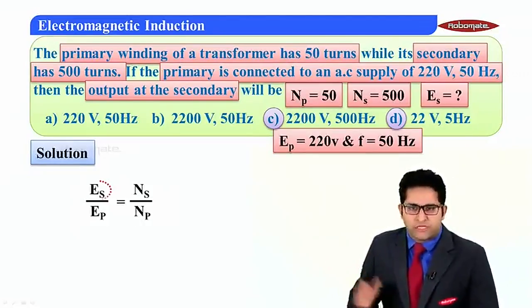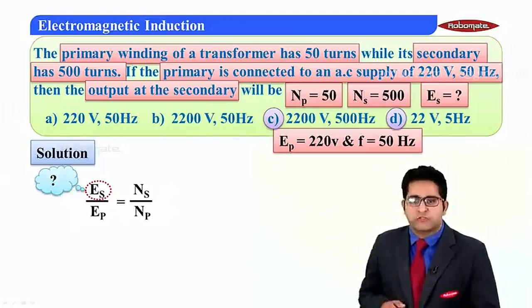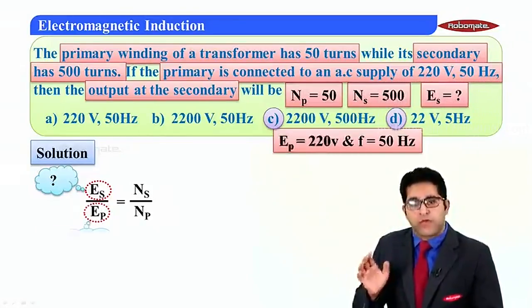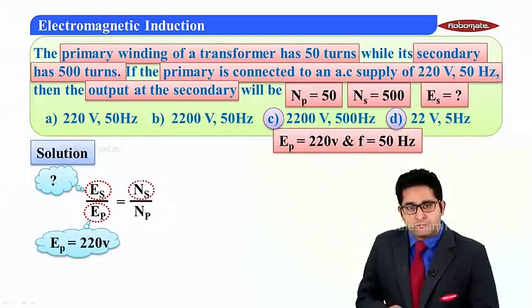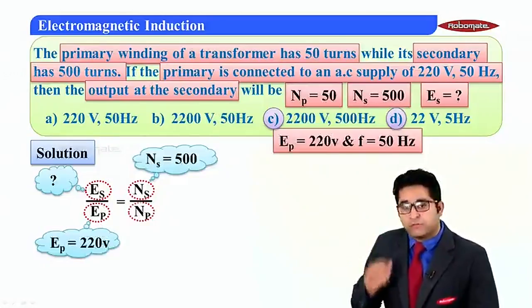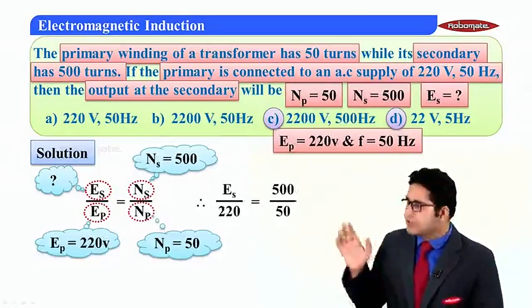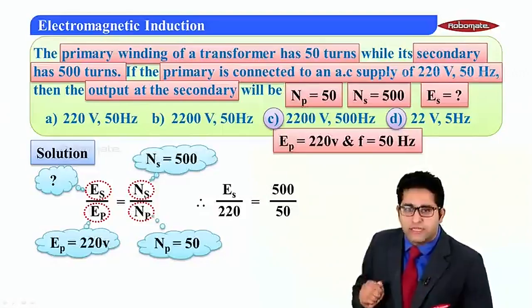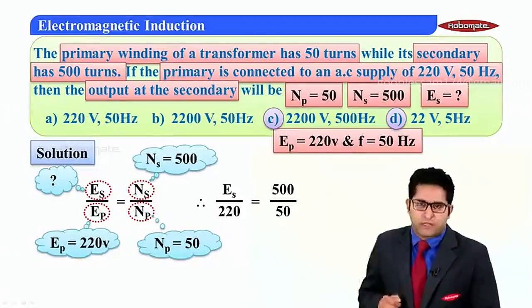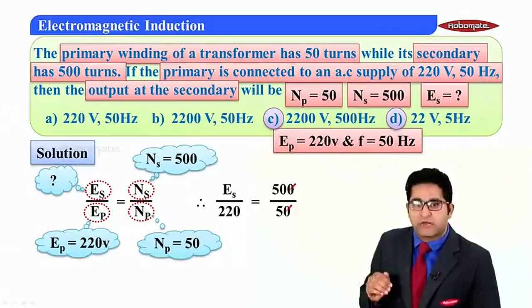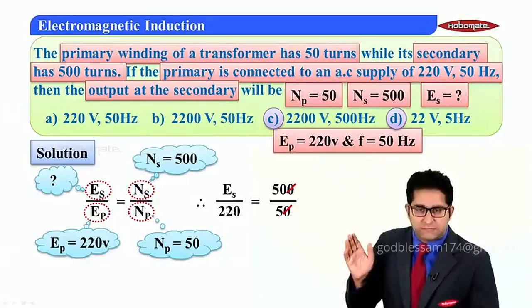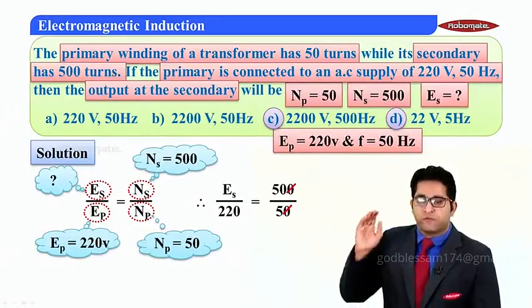Now we have to find out ES. We know the value of EP, it is 220 volts. We also know the value of NS, it is equal to 500. We also know the value of NP, it is equal to 50. So let us substitute. We'll get ES upon 220 equal to 500 upon 50. Now I can cancel out 50 and 500 as 1 times, and the 100 will get cancelled, so it will become 50 upon 5.